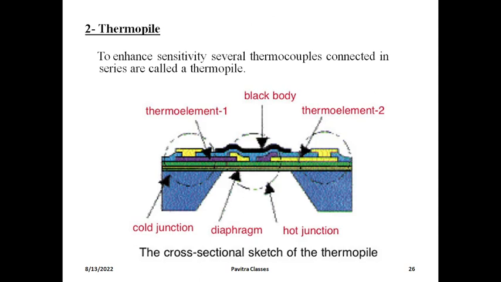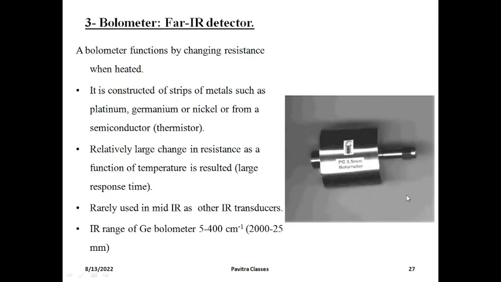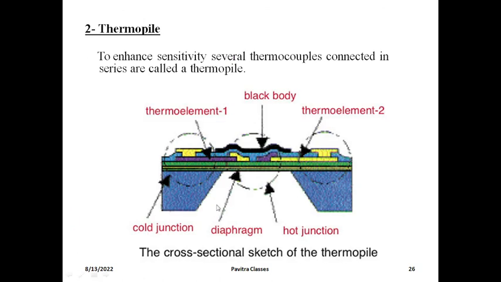Next is the thermopile. Piling means pooling. To enhance the sensitivity of thermocouples, a series of thermocouples is connected, which gives the thermopile. Two junctions are joined with a black body, because black absorbs the heat. This is the black body, this is thermo element 1, this is thermo element 2, this is the cold junction, this is the hot junction, and this is the diaphragm. The joining region in between is called the diaphragm. This is the cross sectional sketch of the thermopile, where heat is generated from the hot junction.